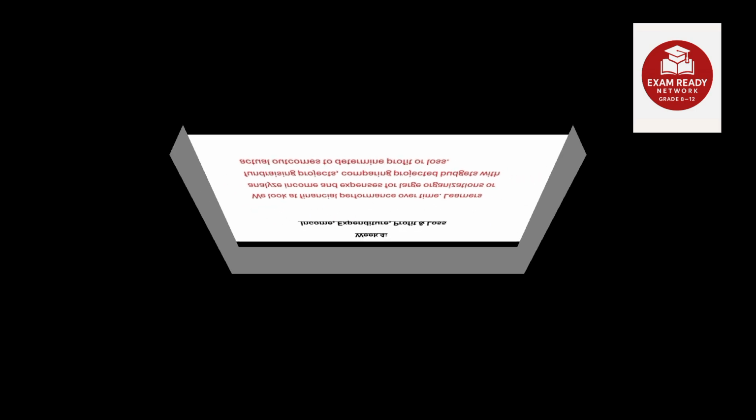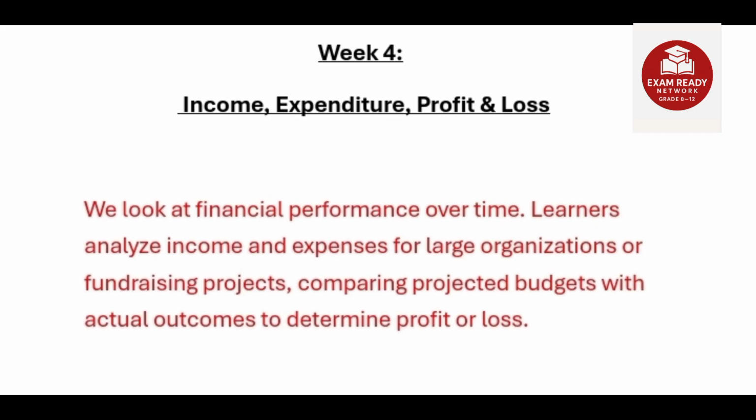Okay? So when we move forward to week 4, income, expenditure, profit, and loss will be your topic. We look at financial performance over time. Learners analyze income and expenses for large organizations or fundraising projects, comparing projected budgets with actual outcomes to determine profit or loss. It's your to-do list.